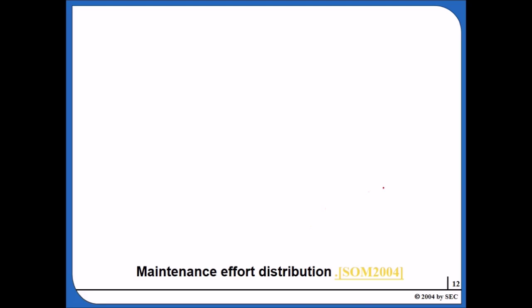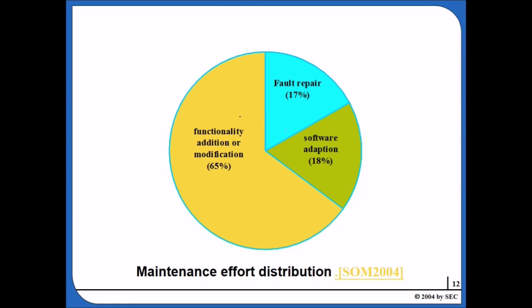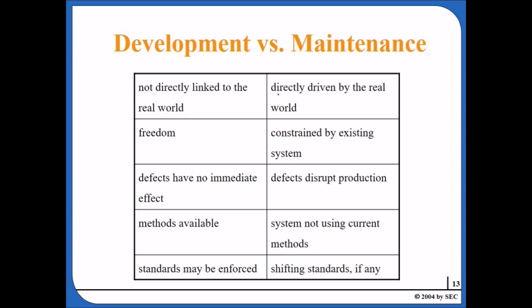So this is the maintenance effort distribution. This part, 17%, is fault repair. This is software adaptation, and this is functionality addition or modification. So 65% is functionality addition or modification, while software adaptation is 18%, and fault repair is 17%.